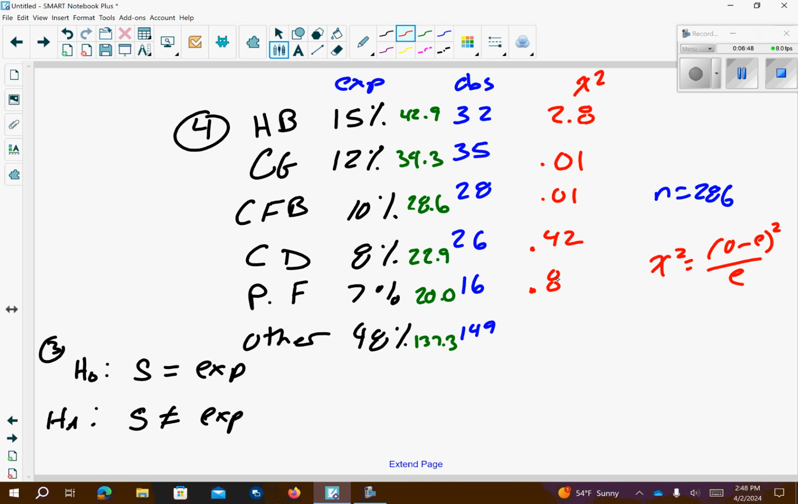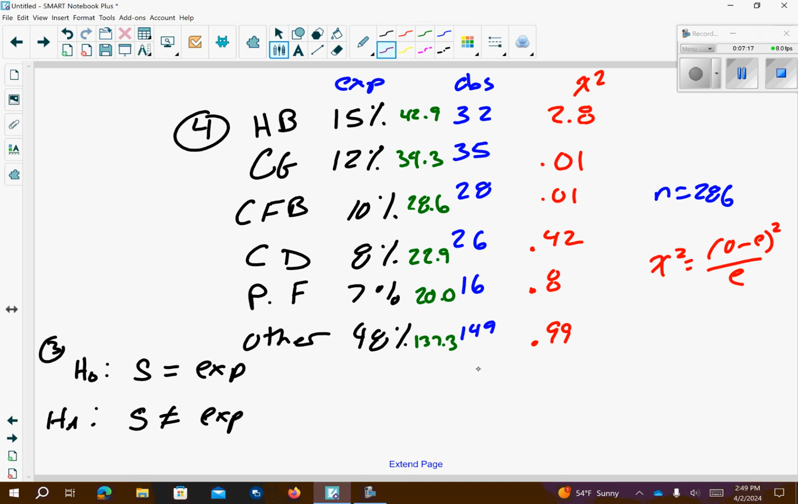And then my last category, I'm going to do my observed of 149 minus my 137.3. I'm going to square that. That gives me 136.89, and I divide that by my expected of 137.3. So that comes out to 0.99. All right, so those are that.